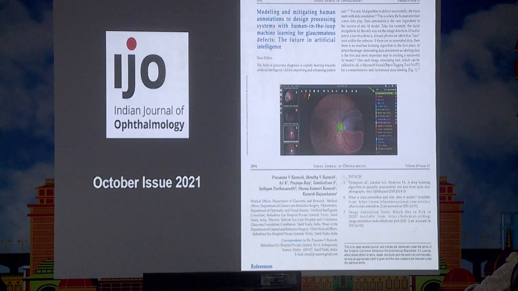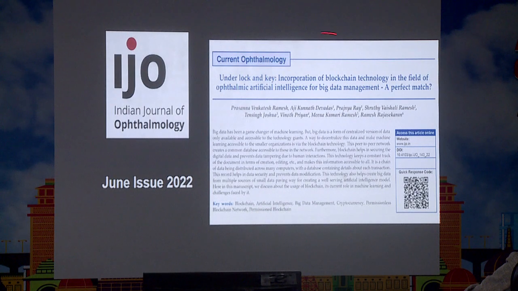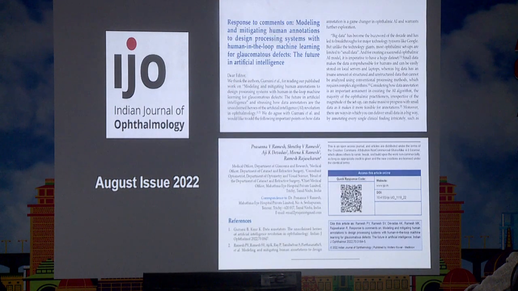There are many papers in IJO from our institute and myself, and these are some of the references, in the October 2021 issue. In June, you can have the blockchain technology in AI, and then recently we had one more commentary on AI.